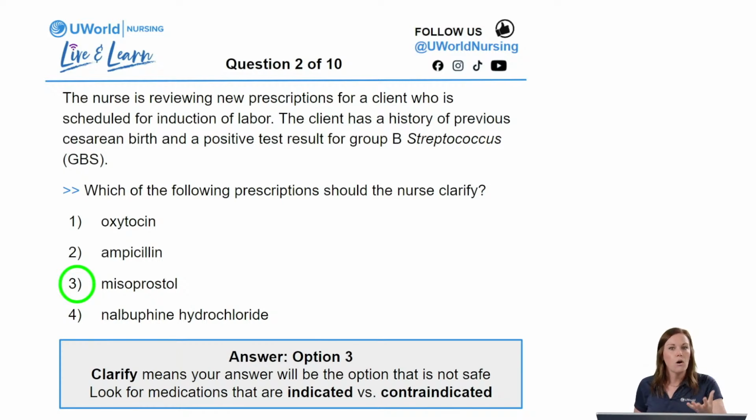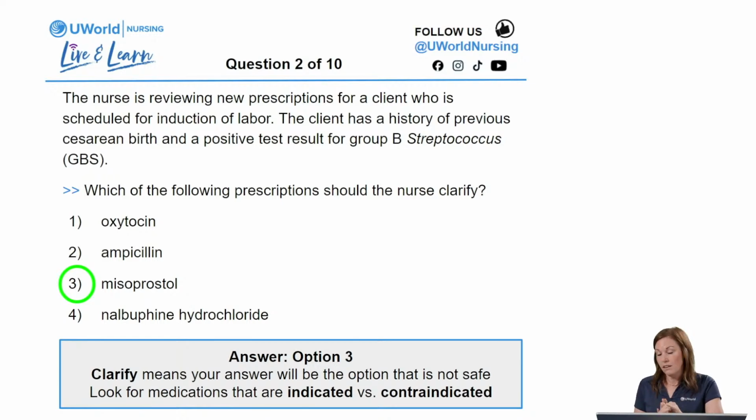Not only is misoprostol used for cervical ripening, but it's also a prostaglandin, which means it's going to stimulate frequent contractions. Due to these two factors of how misoprostol works, it is going to be contraindicated in clients that have uterine tachysystole or clients with a previous cesarean birth, because this can increase the risk of uterine rupture. And this can be fatal to both the maternal and the fetal client. So this is an absolute contraindication in a client who's had a cesarean birth.